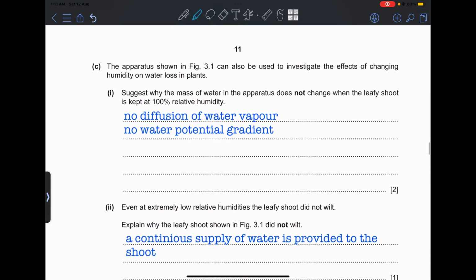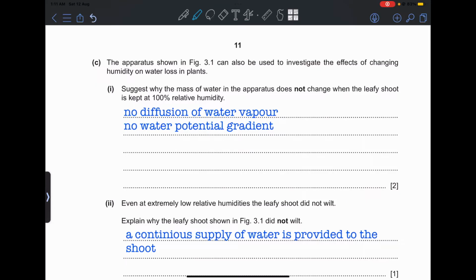C. The apparatus shown in figure 3.1 can also be used to investigate the effects of changing humidity on water loss in plants. Suggest why the mass of water in the apparatus does not change when the leafy shoot is kept at 100% relative humidity. So if the humidity is at 100, there is going to be no diffusion, there is no water potential gradient, so this will not lead to any change in the mass of the water of the leaf.